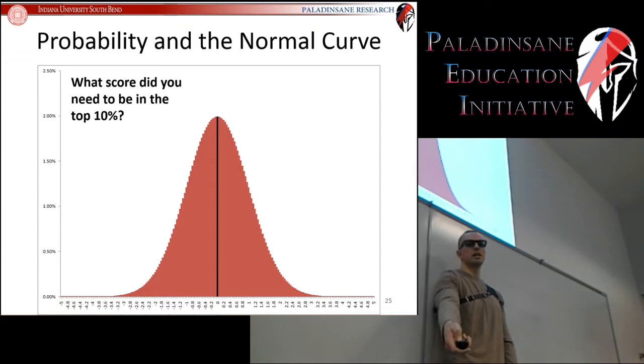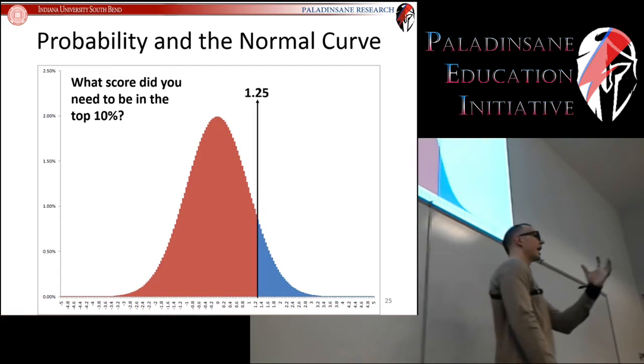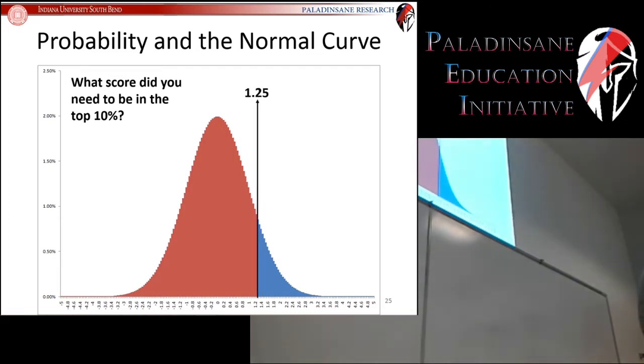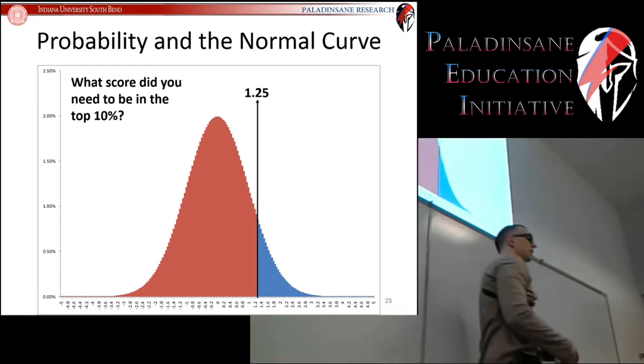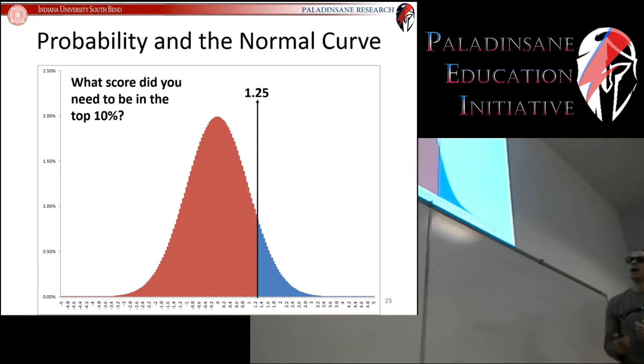What you're asking is, I want to get into that blue area. That's 10% of the distribution. And we're going to see how to find out how much is 10% of the distribution. That gives me a z-score of 1.25. And we're going to see, again, how to get that score. So that's what it's all going to be about today: how to find the proportions, how to find the scores, how to deal with this normal distribution.